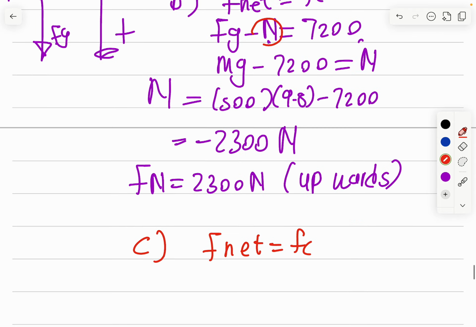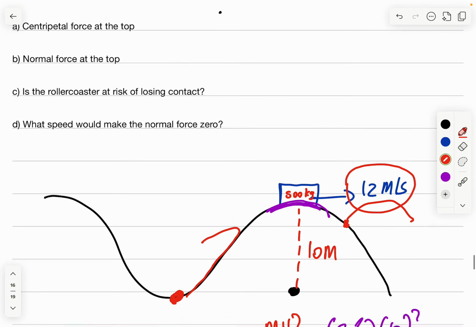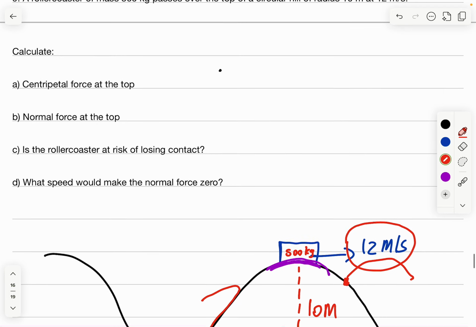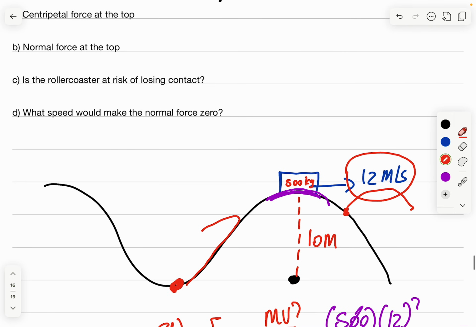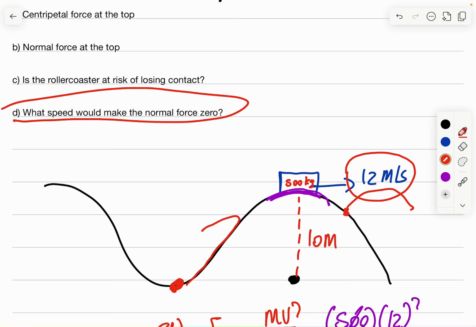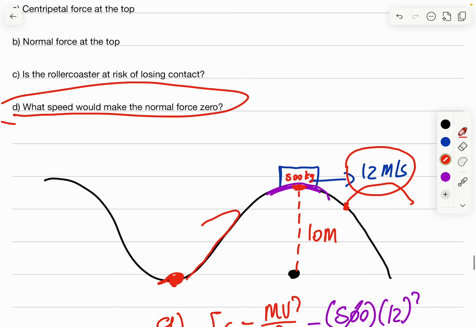FC. So I know what they're talking about. We will make normal force 0 where? This question is not specific. They should say what they are talking about, here or here. But then let's take the top.